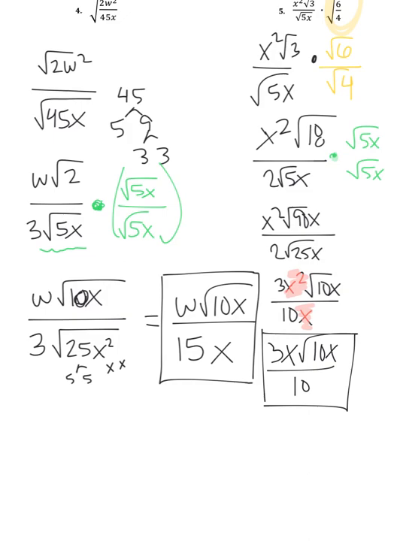Okay, take a look at our final answer. We have a 3x square root 10x all over 10. If your answer had a few extra variables, take a look at my second to last step where I was actually able to reduce an x on the top and bottom.